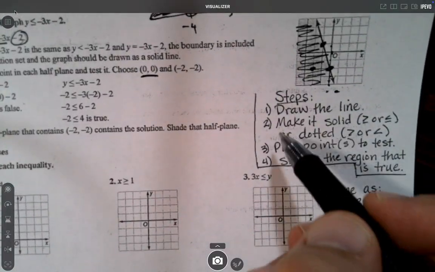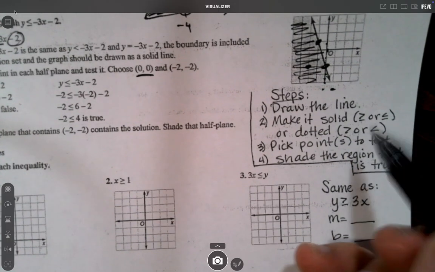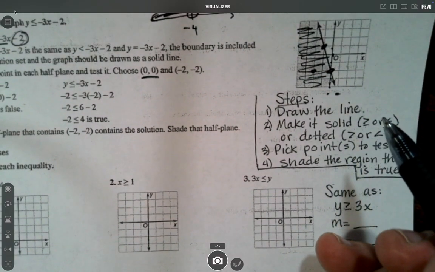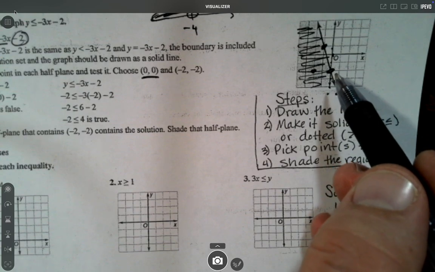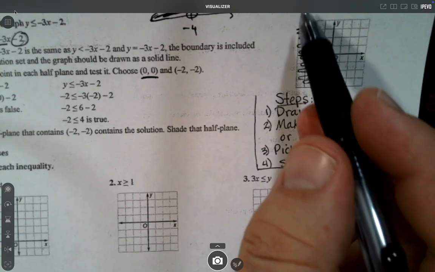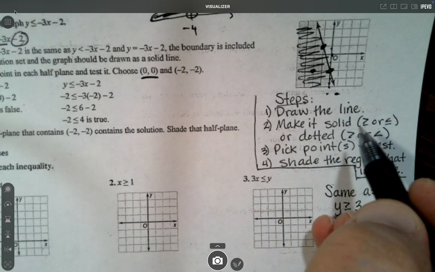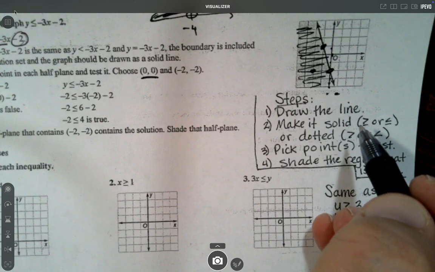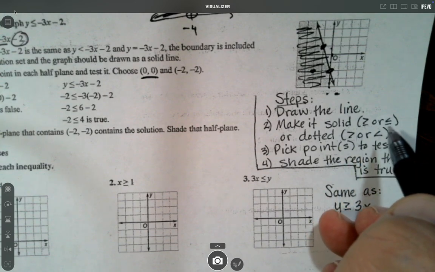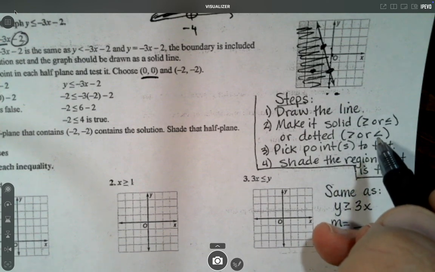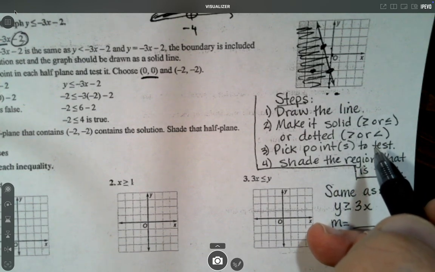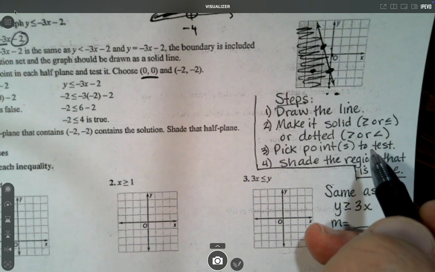So here are our steps. Step 1 is to draw the line, just as you've learned before. Find the y-intercept, graph that point, then use the slope to find a second point, and draw a line through those 2 points. It should be a solid line if we have an or equals to with inequality. It should be a dotted line if we just have less than or greater than. So that helps you draw the line.